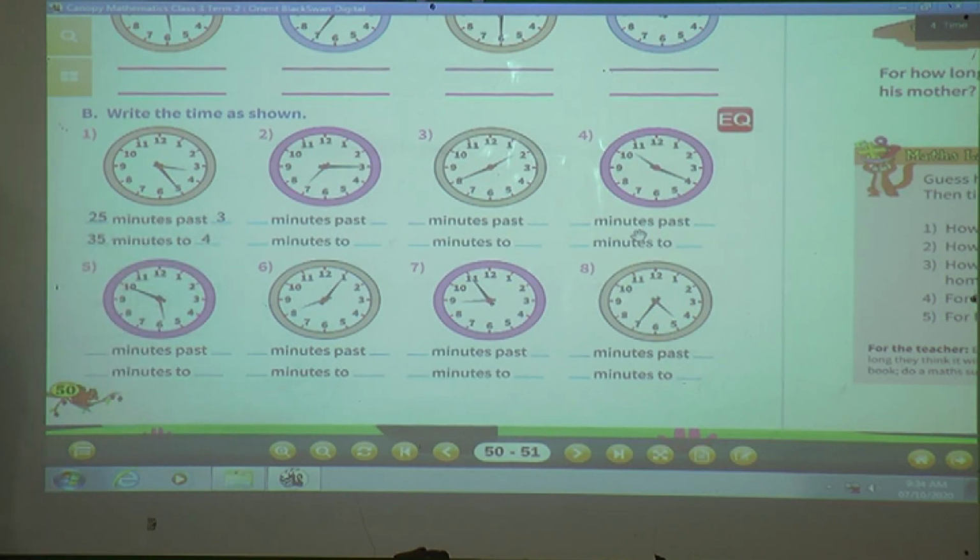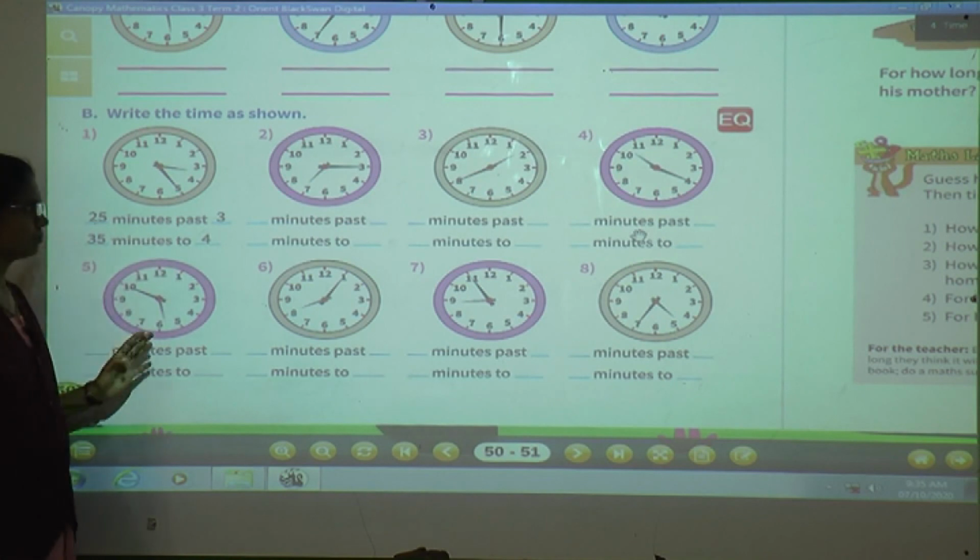Now students, what you have to do? In the second way also you have to write the time. So what you have to do? You have to subtract this 25 from 60, because here 1 hour means what? 60 minutes. So from 60 you have to subtract 25. 60 minus 25 you will get 35. So 35 minutes to, here you have to write the next number, because the hour hand will come from 3 to 4. So 35 minutes to 4.